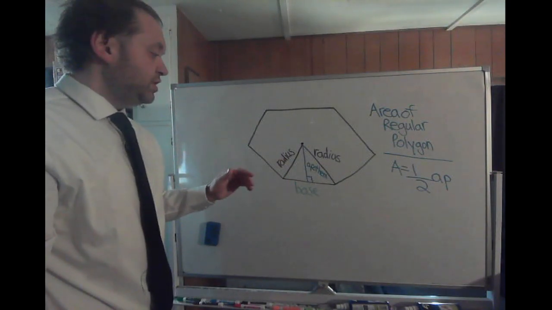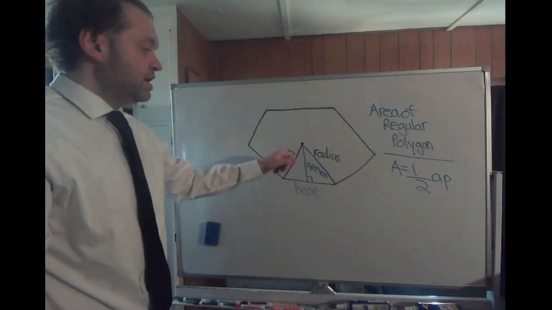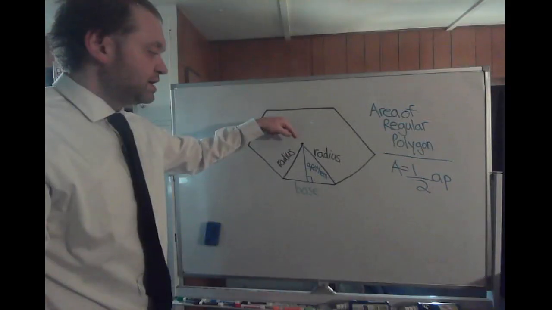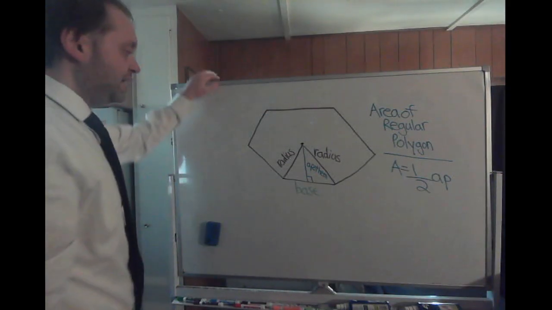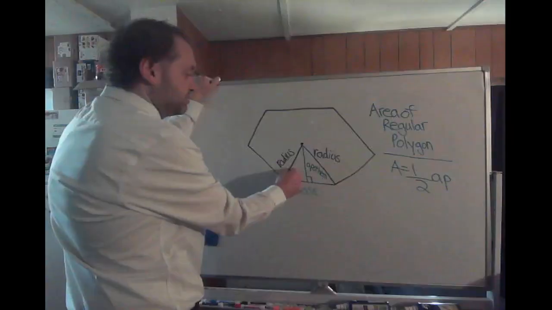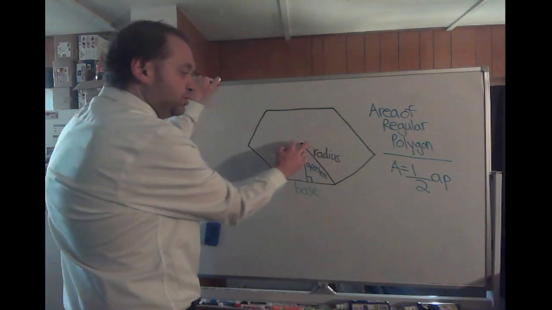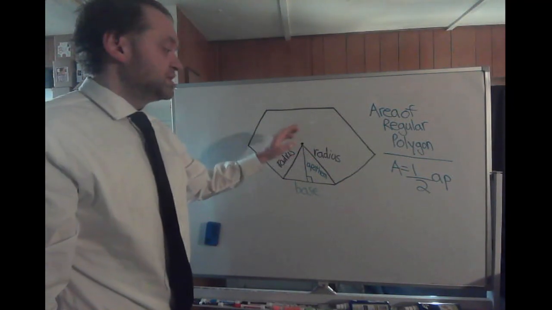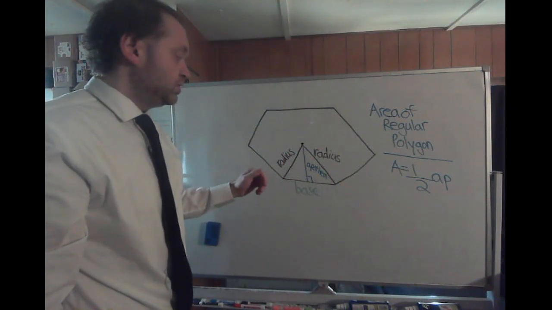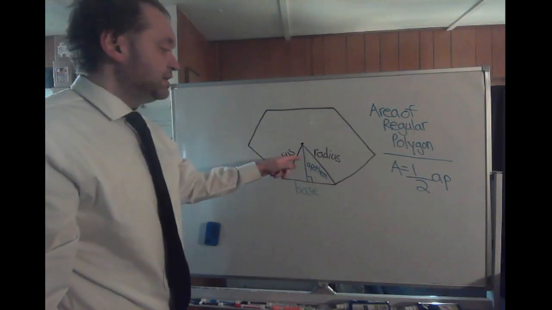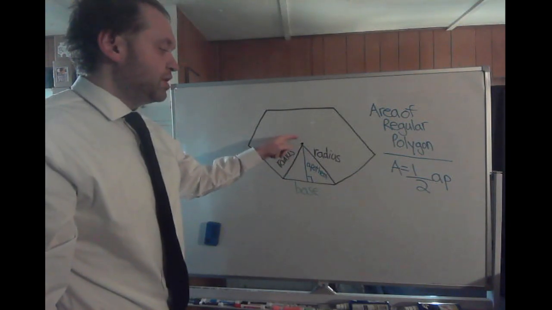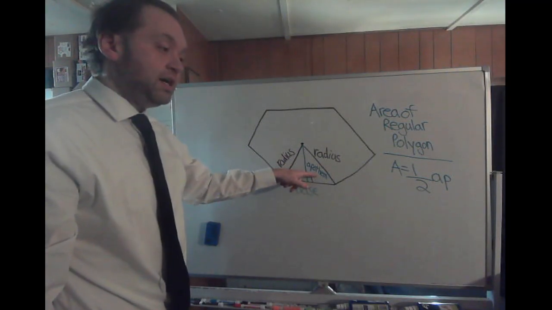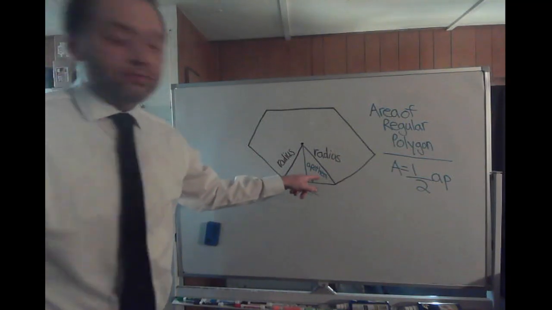Well, before I talk about that, when you have two radii that intersect, that form this angle here in the polygon, that is the central angle. These two radii form a central angle, just like it would in a circle. Now, if you draw an altitude from the vertex of the central angle to the base, that's called the apothem. That is the apothem there.